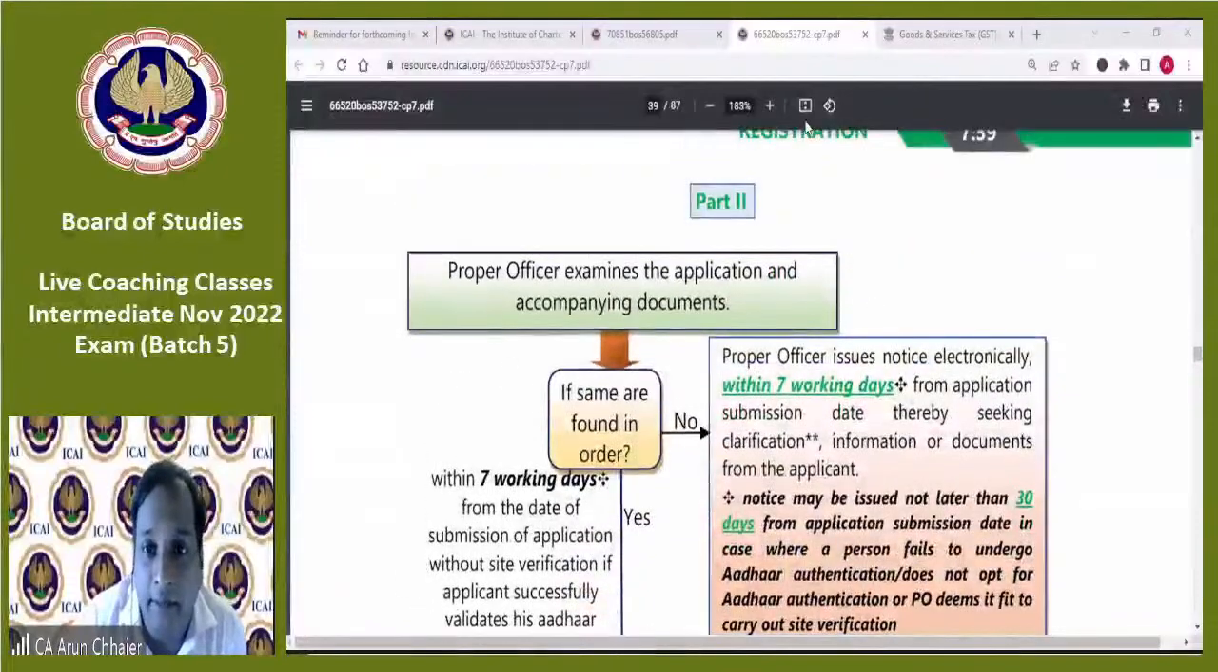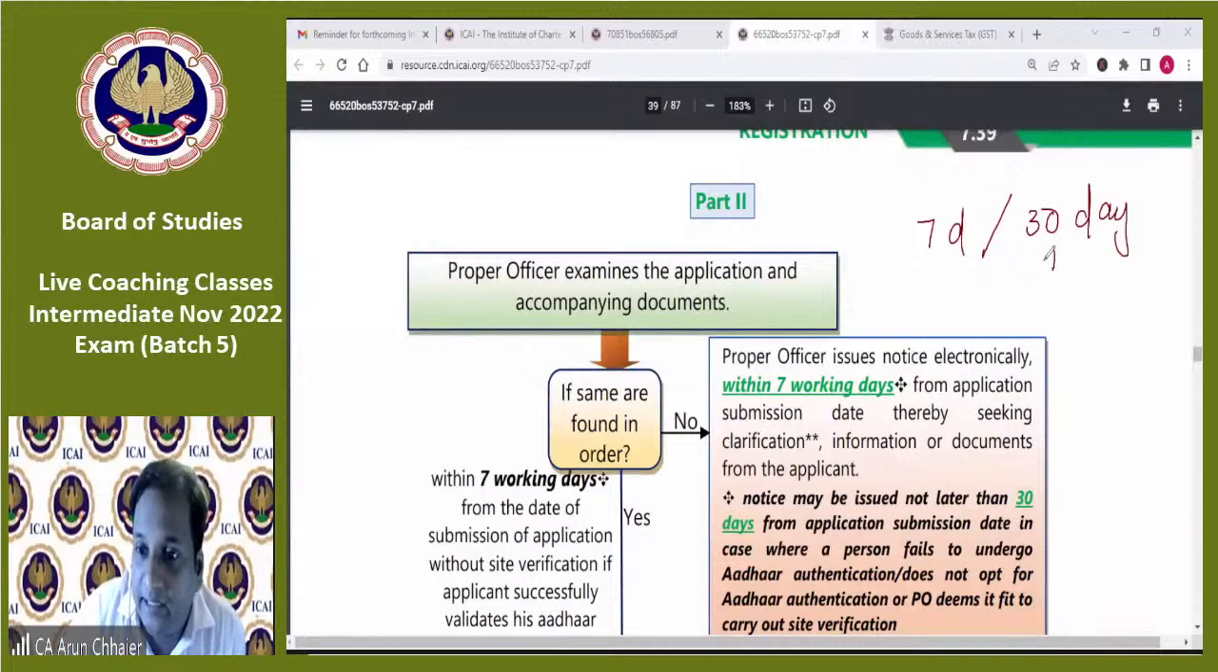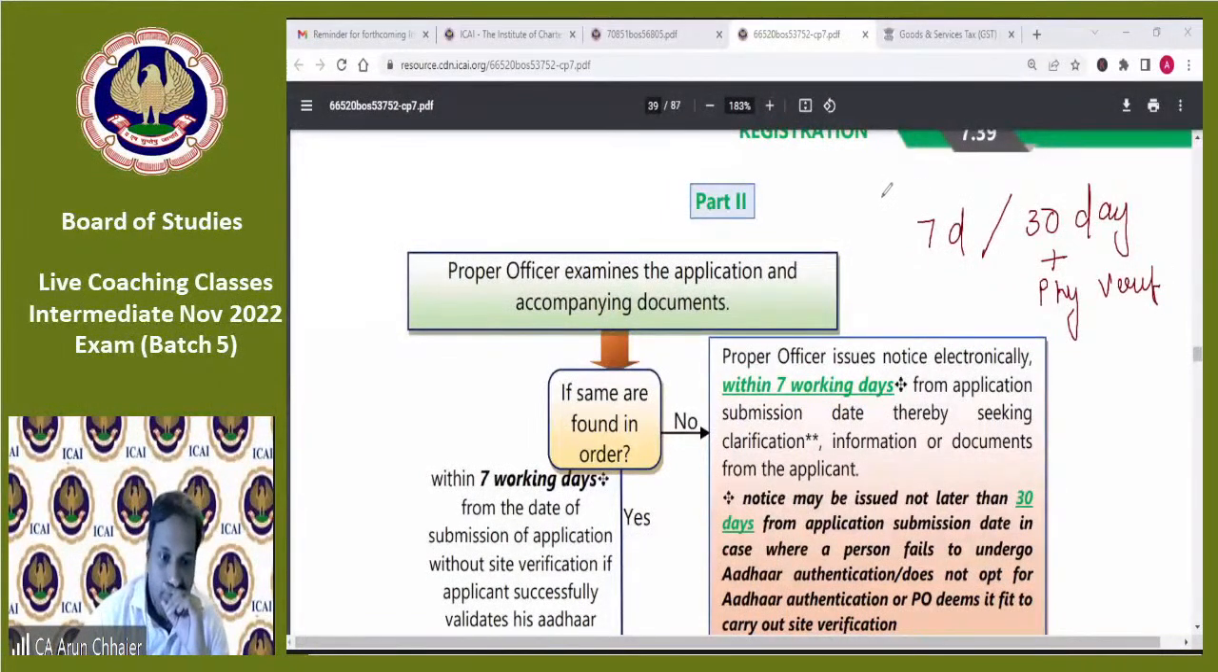Now, see, what is the time limit to approve the application? 7 days or 30 days? What is the difference? In 30 days, I am writing physical verification. Physical verification, see. And this is without physical verification.